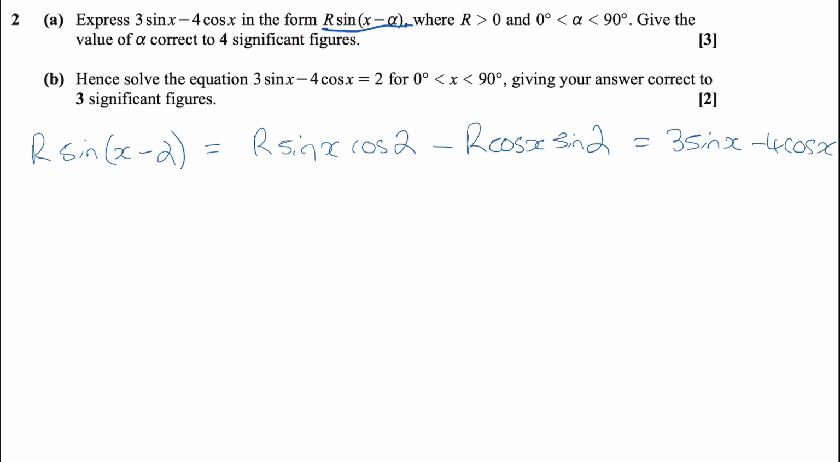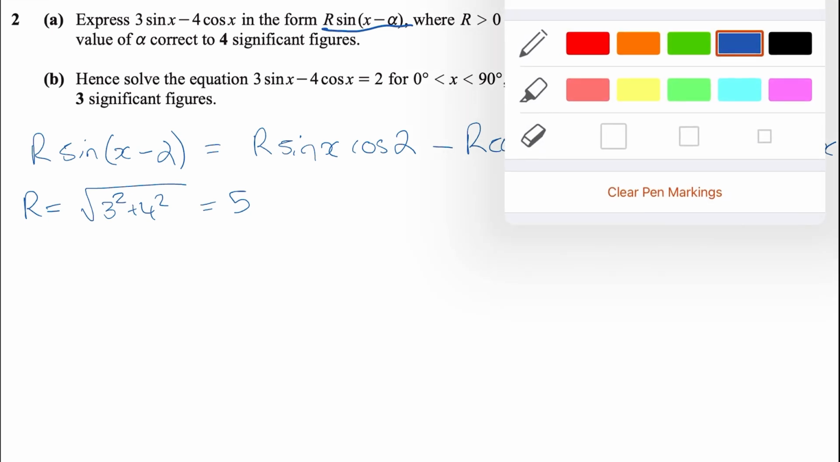So to get the r is quite straightforward. You just do the numbers in front. It's kind of the length, so it's Pythagoras. 3 squared plus 4 squared, which is just 5. Now to get the angle alpha is a little bit trickier. You need to compare coefficients here.